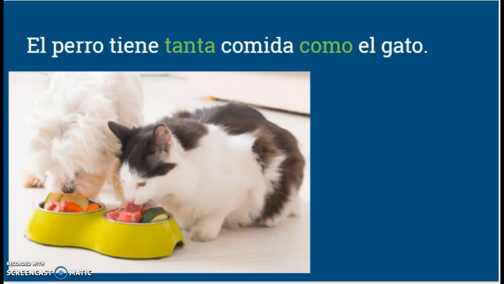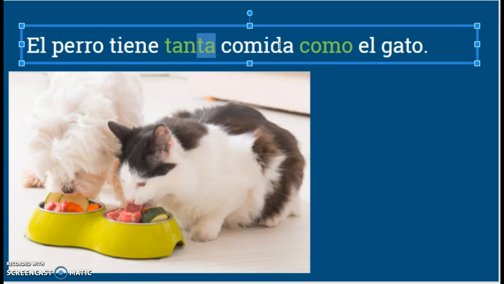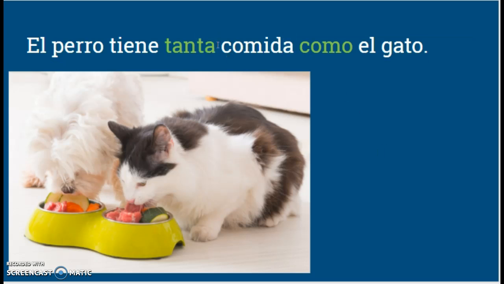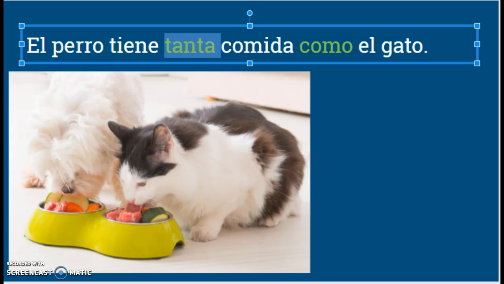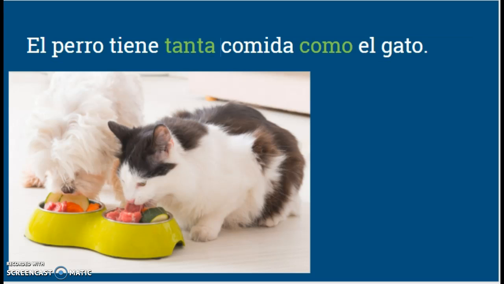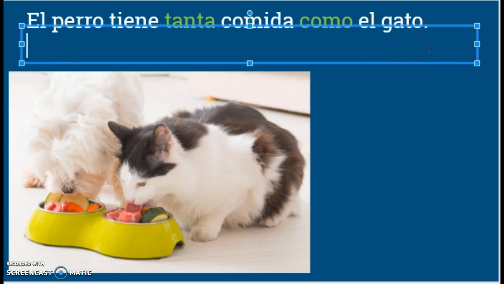Then here, they have the same amount of food, the dog and the cat. I have tanta comida como el gato. So tanta, I had to make feminine to agree with comida, which is also feminine. Notice tanto is used with nouns instead of tan. And I can write that down as a note if you'd like.